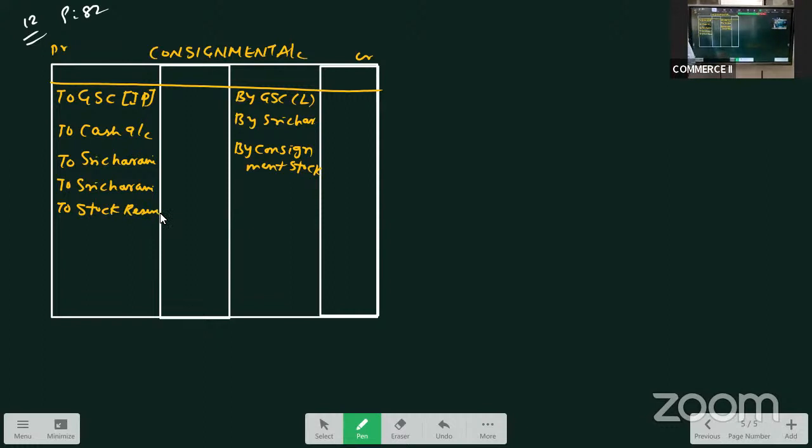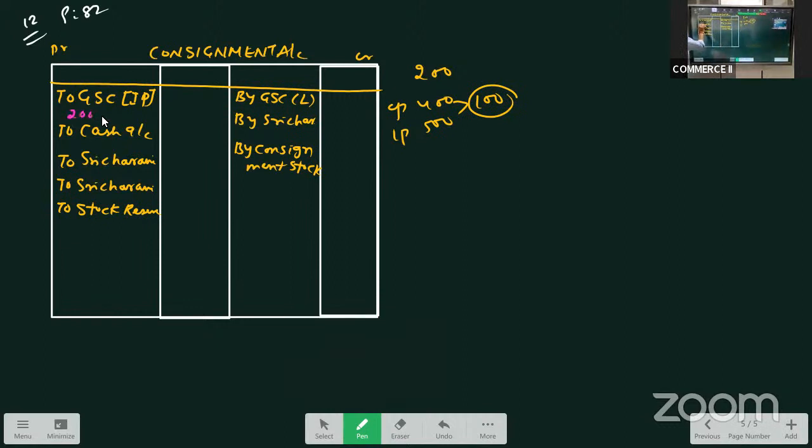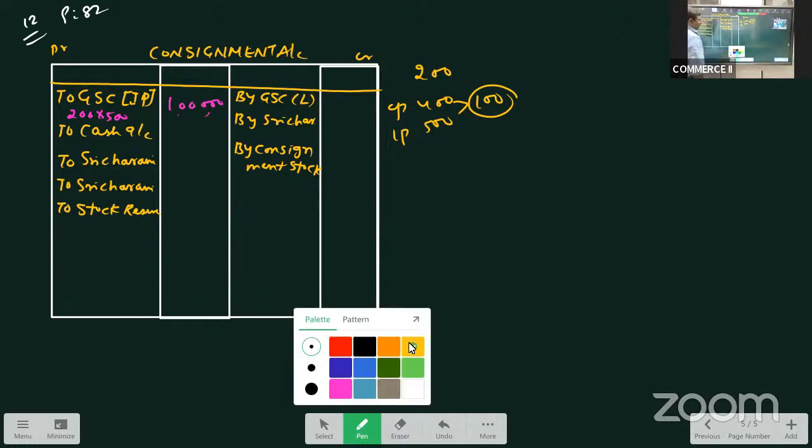See, what is the number of cases? The number of cases is 200. The cost is 400, invoiced at 500. So excess loading is 100 per case. So first we'll take like this. How many cases? 200. What is the invoice price? 500. 2 fives are 10, so it is 1 lakh.